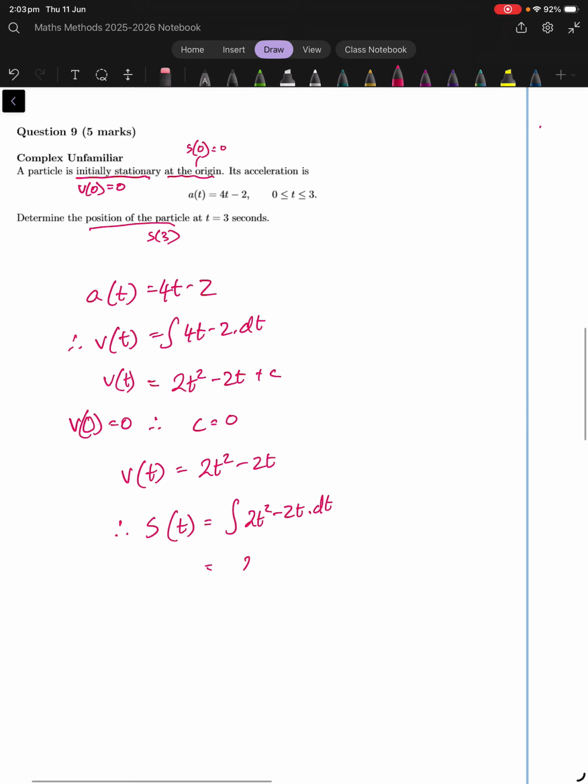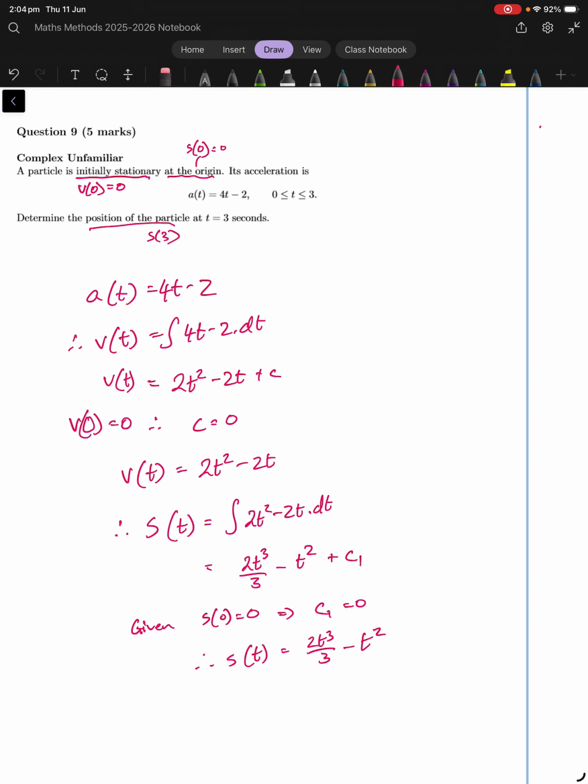So there's going to be 2t cubed over 3. 2t squared over 2, that's just going to end up being t squared. And I've got a new constant of integration, and then we were given that S of 0 equals 0. This tells me that C1 is also equal to 0, therefore S of t is 2t cubed over 3 minus t squared.